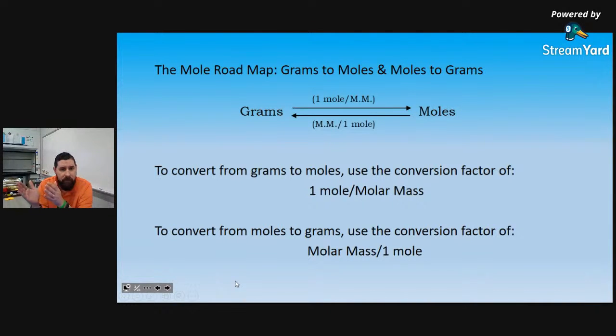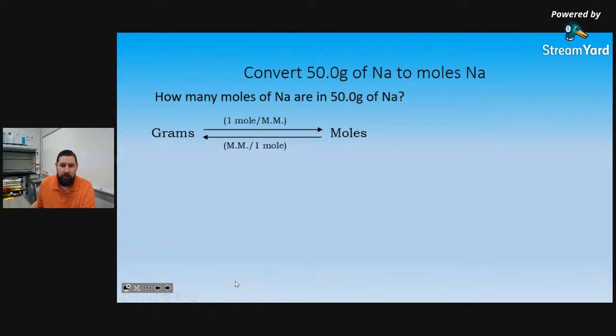Likewise, when we're converting from moles back to grams, we're always going to use a conversion factor of molar mass per 1 mole. This way, with our starting amount in terms of moles, we'd have 1 mole in the denominator, and the units of moles would cancel, leaving us with the units of grams. So let's go on and take a look at some examples.